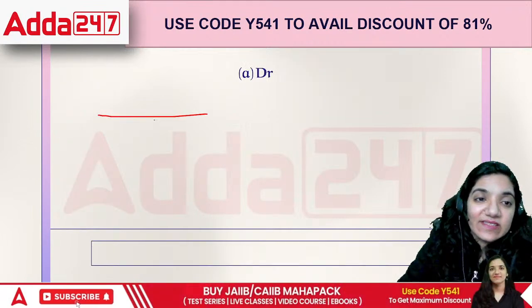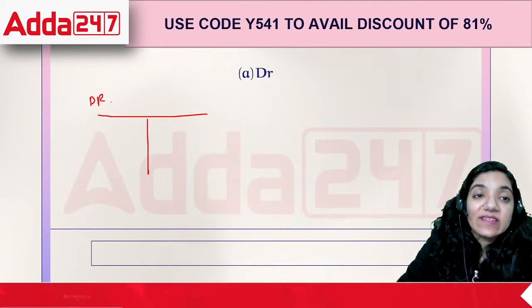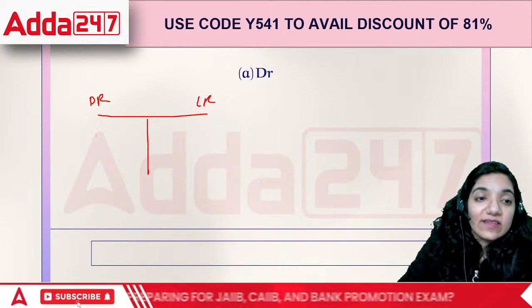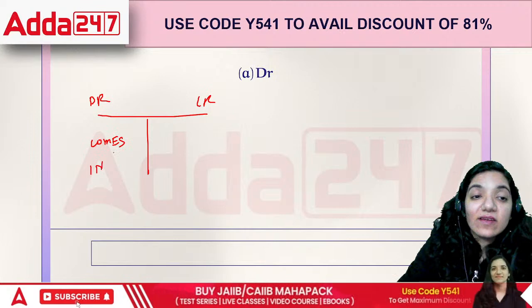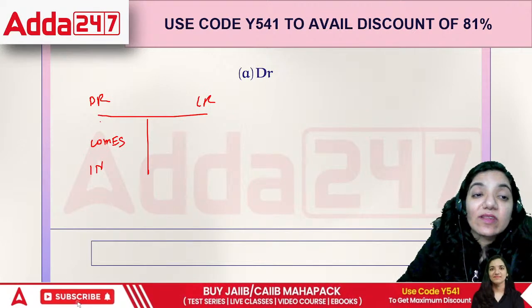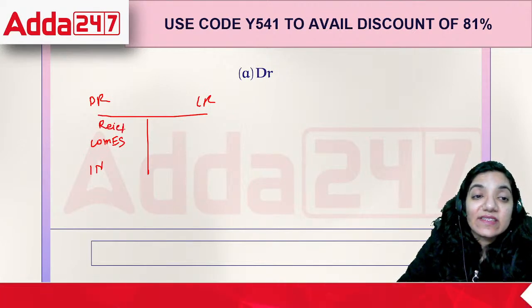What happens is, in terms of the cash book, the debit side shows what comes in. If cash is coming in, we will show it on the debit side. It's like a receipt.